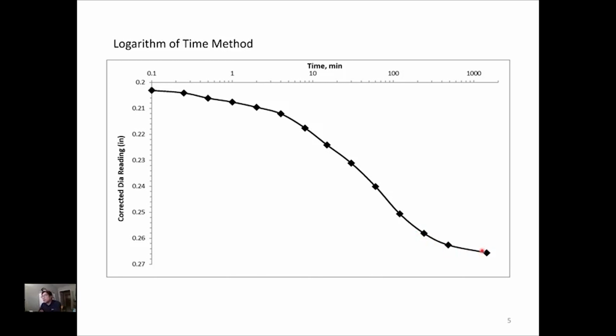For the log time method, the procedure requires us to identify one point from the curve, and the requirement is that the point needs to be within about 1/4 to 1/2 of the total settlement. What it means is, when you look at the y-axis, for this particular stress level the total settlement is about 0.265, and it starts at about a reading of 0.2.